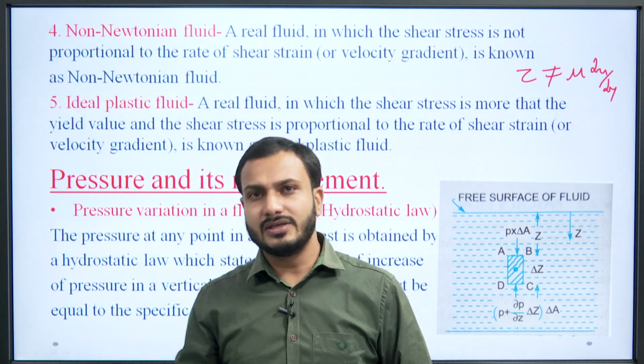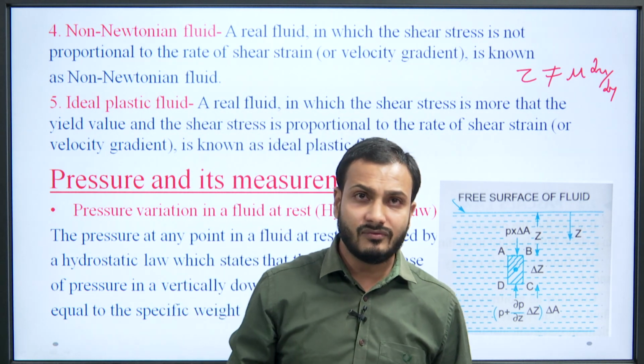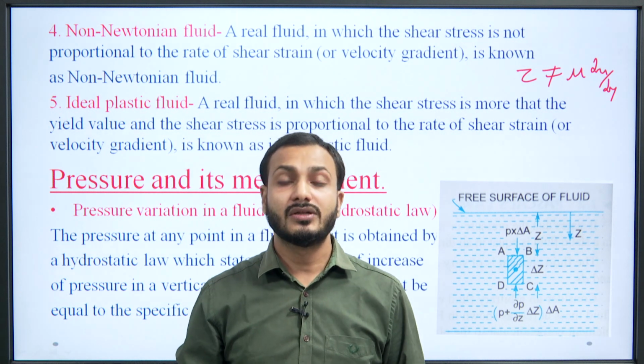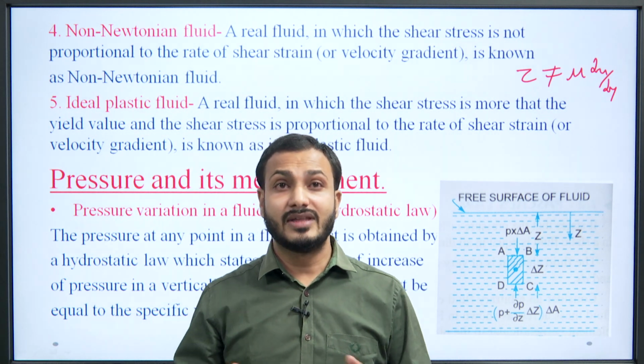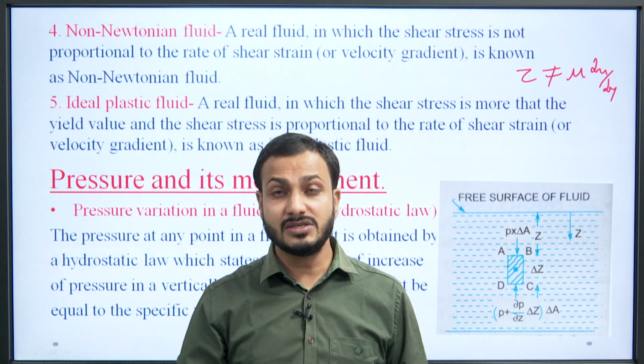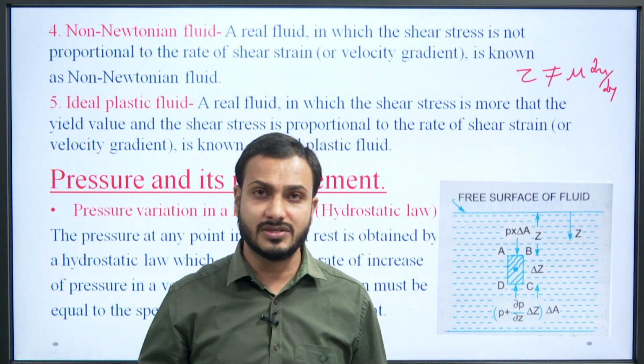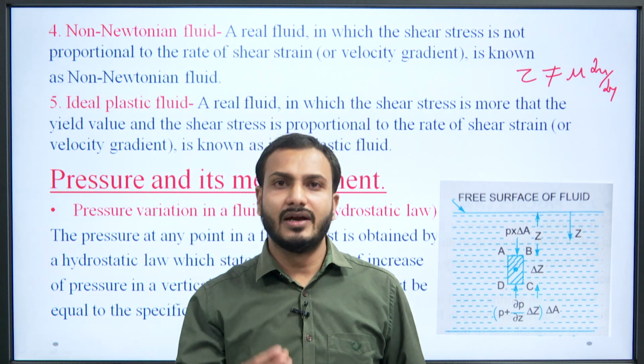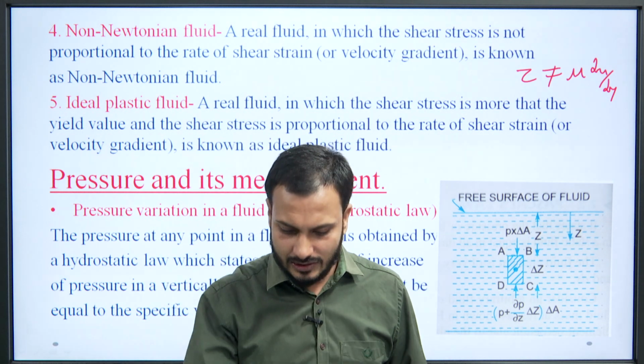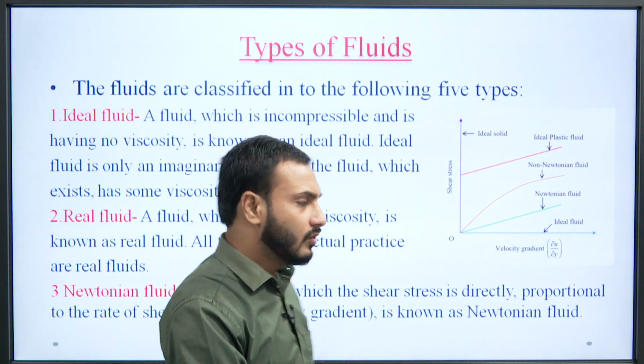So, first of all let us know by the definition of ideal plastic fluid: a real fluid in which the shear stress is more than the yield value of the shear stress and is proportional to the rate of shear strain or the velocity gradient is known as ideal plastic fluid. Now, let us understand this thing by looking into a graph. So, have a look on this graph.